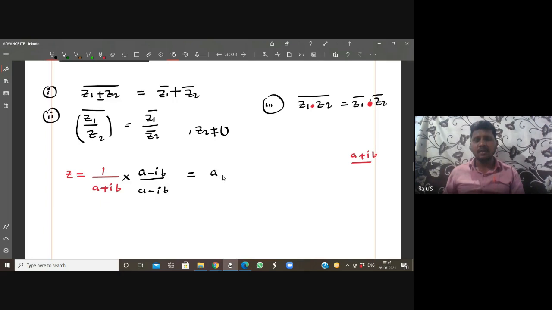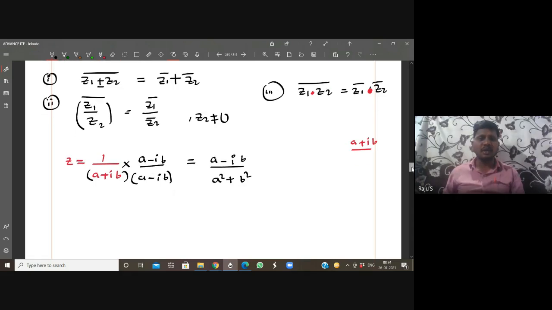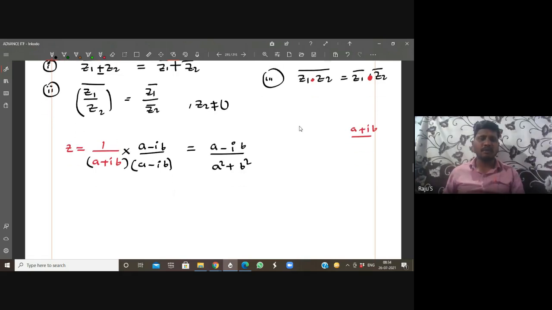When we rationalize, the numerator is a minus iota times b, and the denominator is a square plus b square. If I take z equal to a plus iota times b, then 1 by a plus iota times b becomes 1 by z. We can represent 1 by z as z inverse, just as 1 by 2 can be written as 2 inverse, and 1 by x as x inverse.